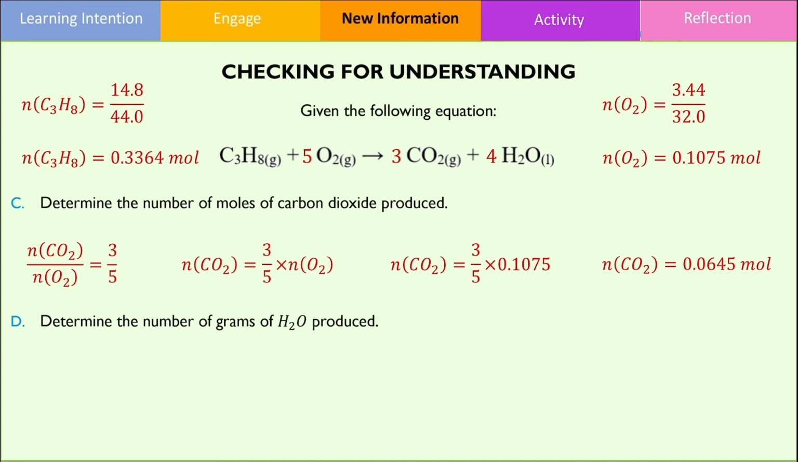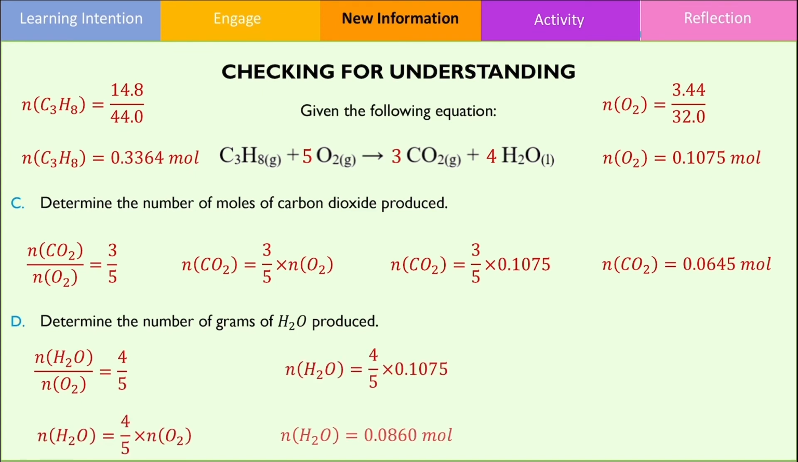In part D, we need to calculate the mass of water produced. The ratio of water to oxygen is 4 to 5, and multiplying that ratio by 0.1075 gives us the moles of water produced. From here, to calculate the mass, we multiply it by the molar mass of water, which is 18, giving us a final answer of 1.55 grams of water when corrected to 3 significant figures.